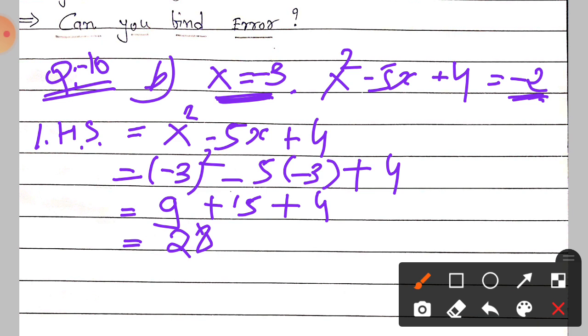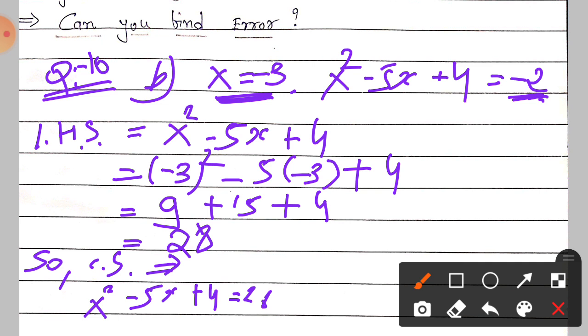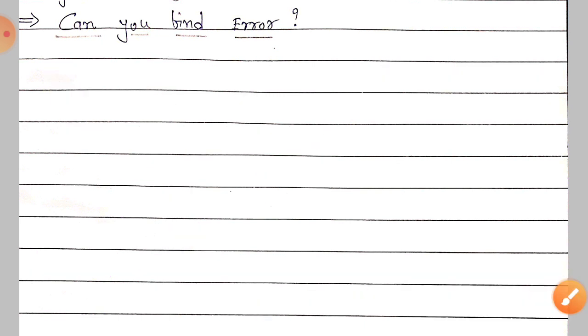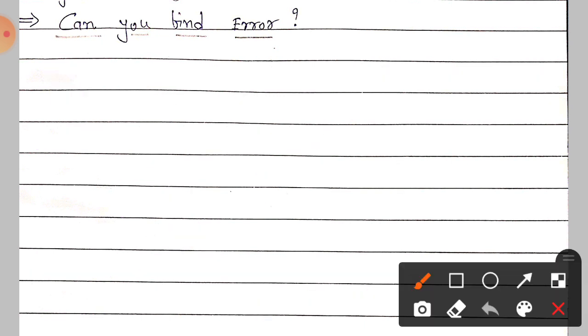So we can correct it. The correct statement is: x square minus 5x plus 4 is equal to 28, where x is equal to minus 3. Correct, students? I hope you understand. Okay, good. Now let's move on to a few more examples from exercise number 14.4.